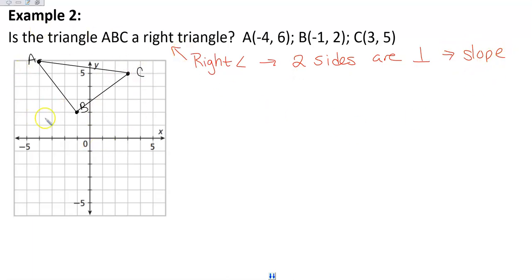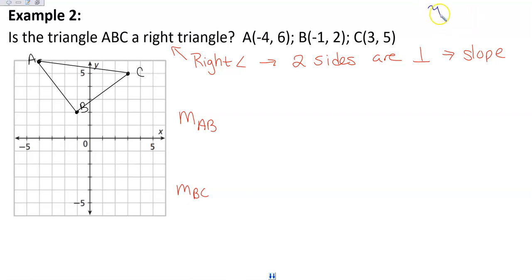If I look at this triangle, I'm going to use this picture because they're giving us the coordinates, so we know it's actually to scale. This is the only angle here that could possibly be a right angle. Whether it is or not, we'll find out, but we want to look and see. So that means that I'm going to do the slope of AB, and I'm going to do the slope of side BC, and we're going to compare those two.